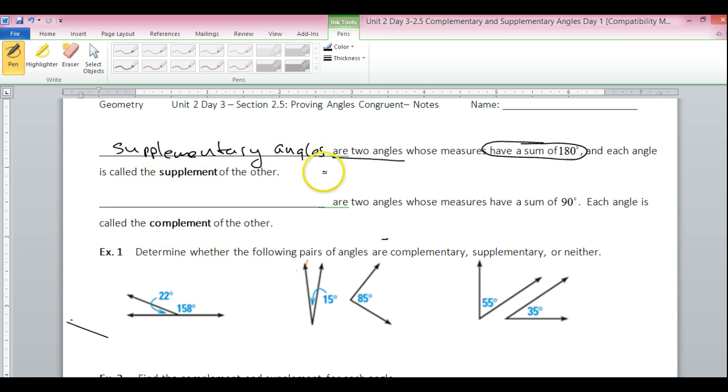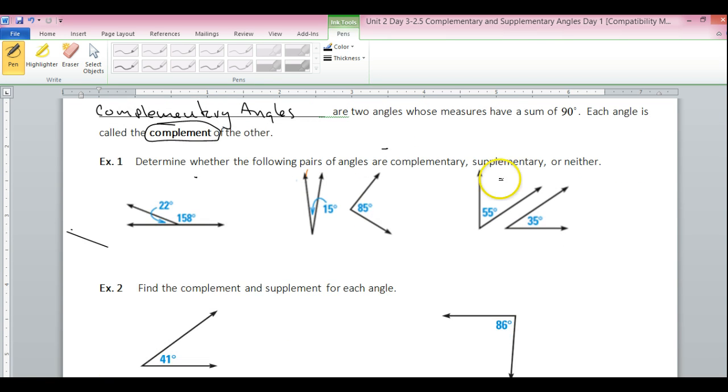Now, if we know one angle, we say its supplement is such and such. So if we know one angle is 100 degrees, its supplement is going to be 80 degrees. Supplementary angles add up to 180, and complementary angles are angles that have a sum of 90 degrees. We say these angles are complements of each other. So when we refer to a complement or supplement, it's talking about the other angle in the relationship.